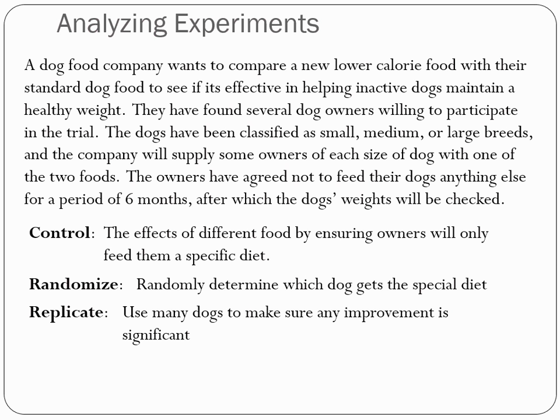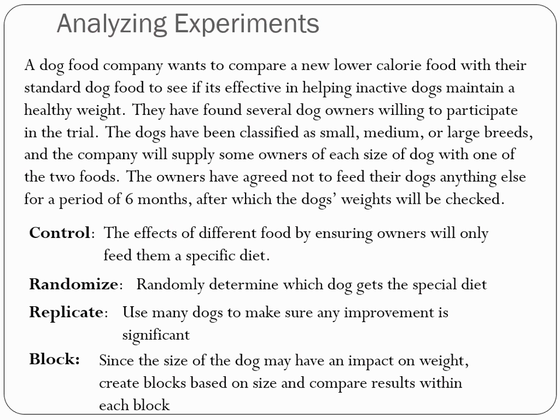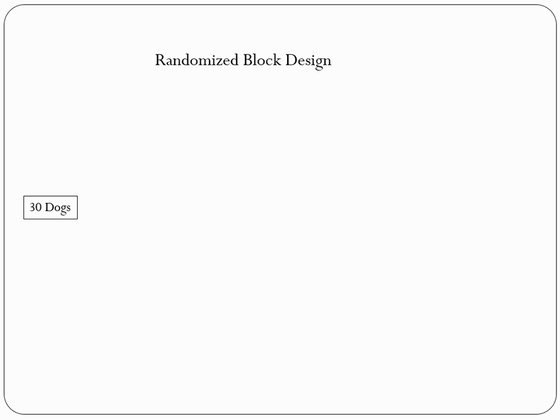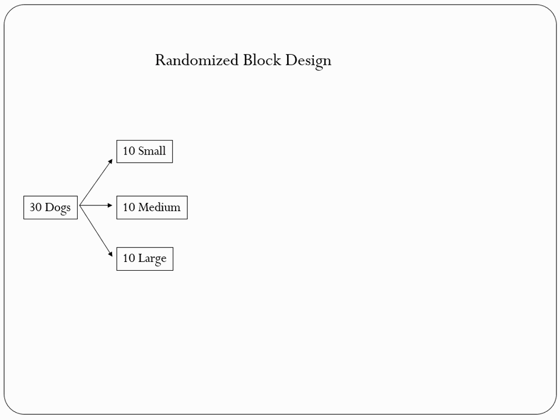Well, here's the idea. Different dog sizes could have different effects. So since the size of the dog may impact how much weight they gain or lose, we're going to go ahead and block each size of the dog. What that'll look like, let's say we have 30 dogs: 10 small, 10 medium, 10 large. That's already done. That's not random. You don't randomly assign the dogs to their block. They're automatically in the block.